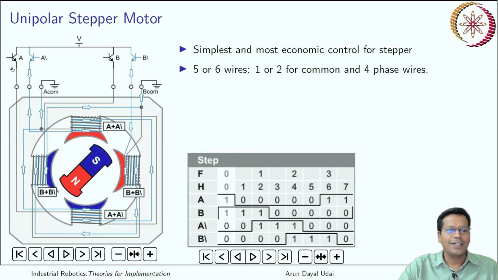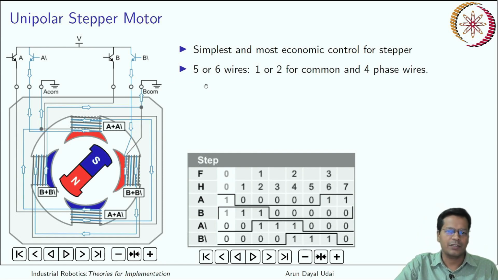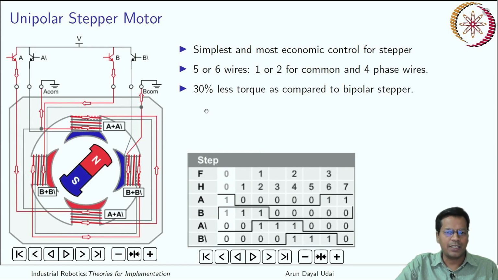Okay, so these are the 4 different wires, A, A bar, B, B bar. Basically if A is high, A bar is low, B is high, B bar is low. So 4 different wires will have different signals, and A common and B common are the wires which are connected together to the ground. They can be connected either within the motor itself or outside the motor. In that case it is 6 wire if it is outside. Okay, so yes, it has 30% less torque as compared to bipolar stepper motor.